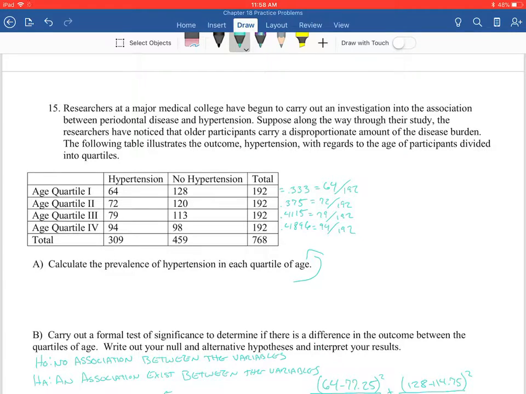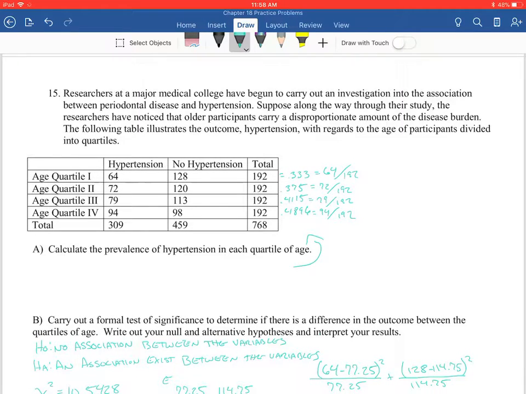Hello, welcome to the end of our journey here for our practice problems. Number 18. The very last problem here is number 15. So this video is going to be very short, but it does have some good information.